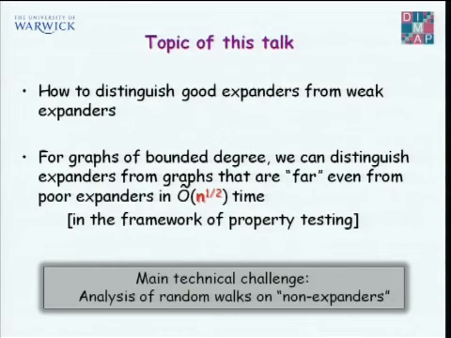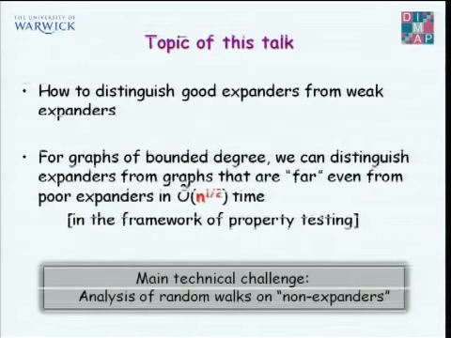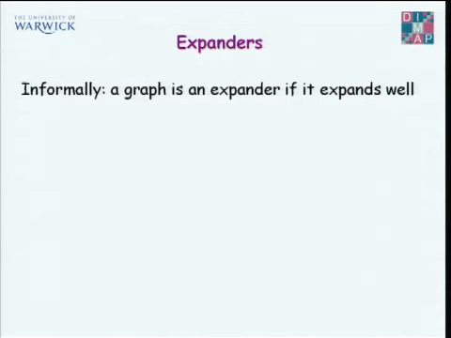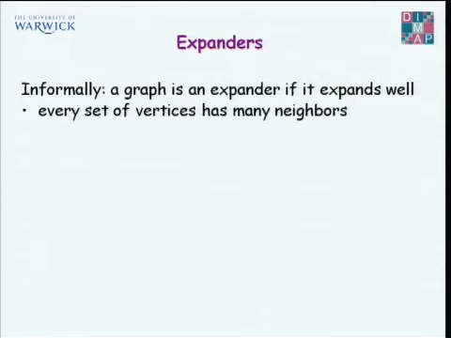So what is the scheme of this talk? First I want to explain what the property testing framework is. Then I would like to tell you about the challenging question and what is known. And then I will give you a sketch of the proof of this result. First, just to make sure: we want to study expanders. Expanders are graphs which expand well, which means that if you take any subset of vertices, this subset will have a big neighborhood.